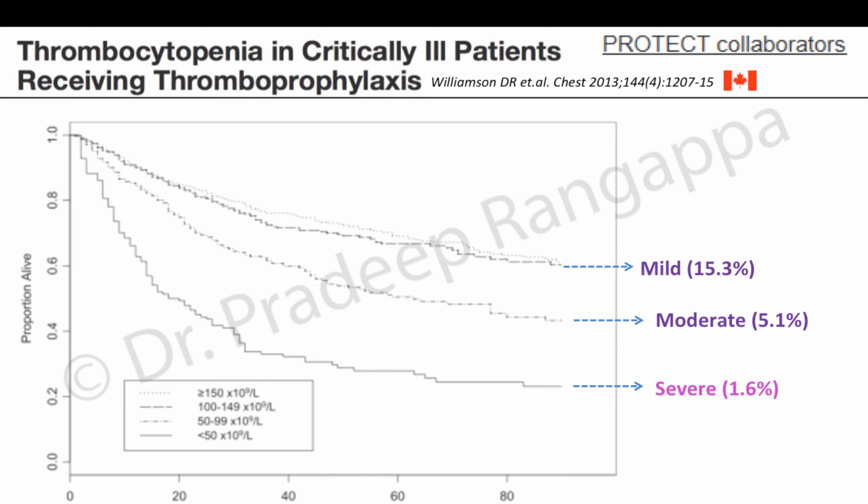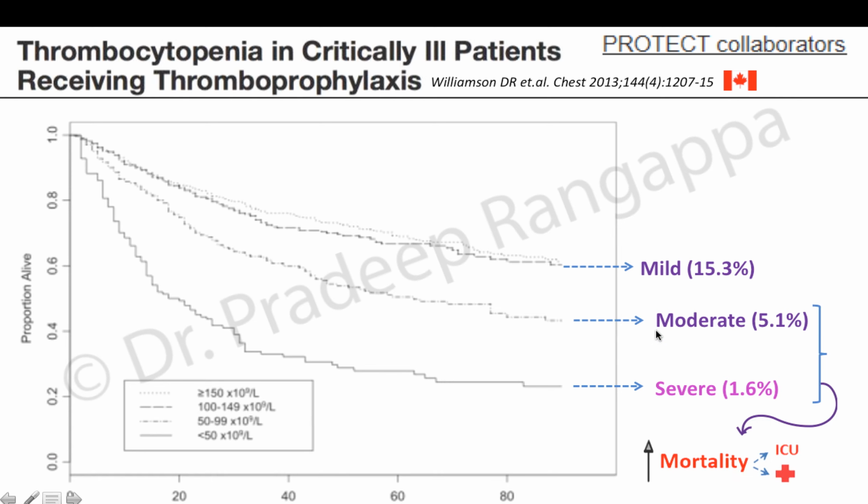So when you look at this study, from a Canadian group, which looked at thrombocytopenia in patients receiving thromboprophylaxis. If you see, 15.3% had mild thrombocytopenia, around 5.1% had moderate thrombocytopenia, and 1.6% of the patients who were receiving thromboprophylaxis had severe thrombocytopenia. In our ICU, pretty much most patients do get thromboprophylaxis, so we need to keep in mind that it has a bearing on causing your platelets to drop. So that is the occurrence rate in patients. It's around 2 to 15% that you can keep in mind as the risk for developing low platelets attributable to thromboprophylaxis.